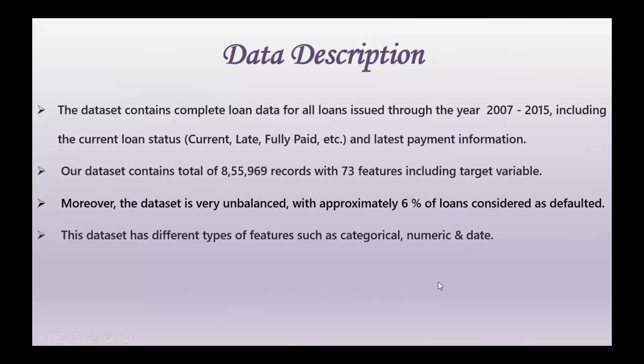For the data description part, we were given a data set of a total of 8,55,969 records with 73 features, including the target variable, or we can say the response variable. The data set was highly imbalanced, with approximately 6% defaulters. The data set contains variables in categorical, numeric, and date formats. It contains complete loan data for all the loans approved from the year 2007 to 2015, including some features of the loan.